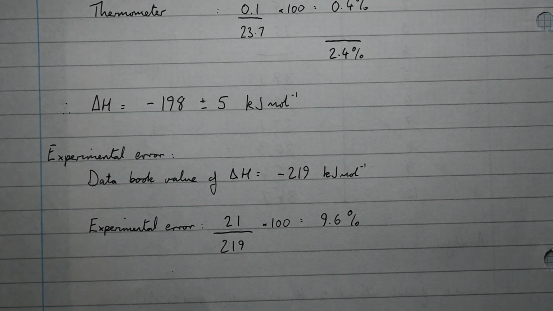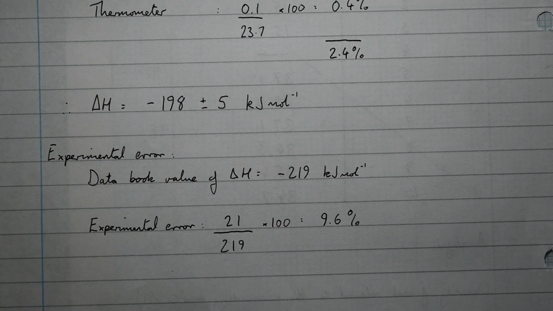And then finally we can look at the experimental error. The data book value for the delta H for that reaction is minus 219 kilojoules per mole. Our answer was minus 198 kilojoules per mole. So the difference between those two values is 21. So 21 divided by the textbook value 219 times 100 gives us a 9.6% error.